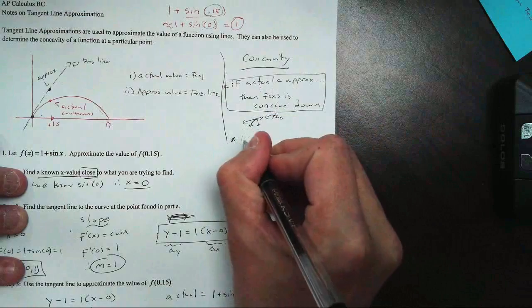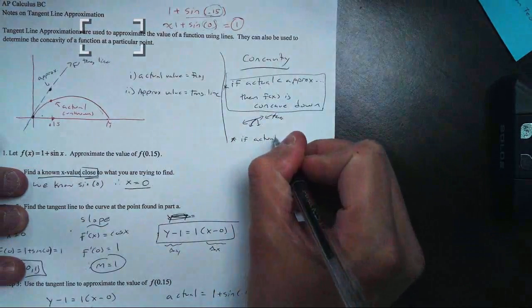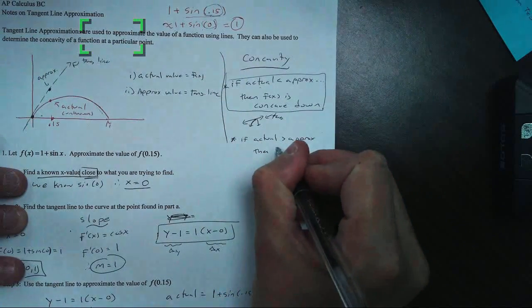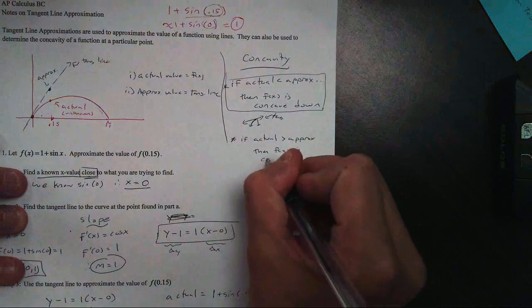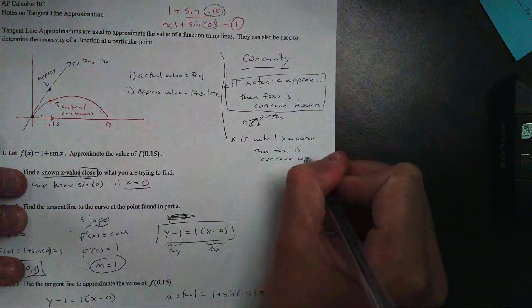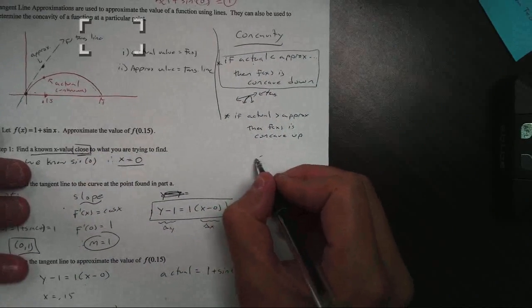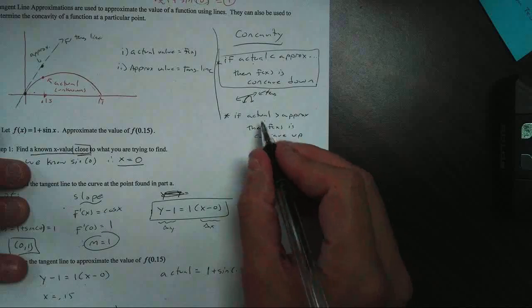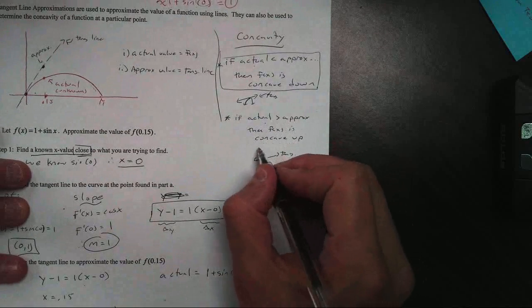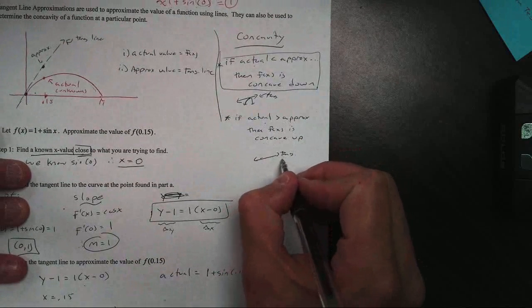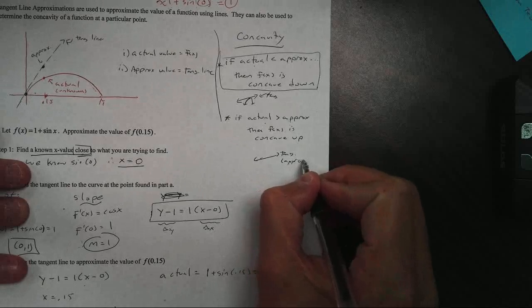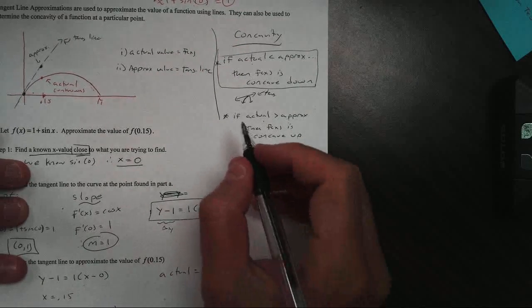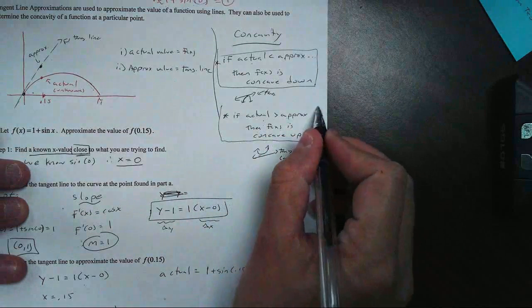And likewise, if the actual value is greater than the approximate value, then the function f of x is concave up. And likewise, if I draw my tangent line, there's my tangent line, my actual value, the curvy thing, has to be above my approximate. Remember, the tangent line, that's your approximate value. It has to be above it. So there we go. It must be concave up.